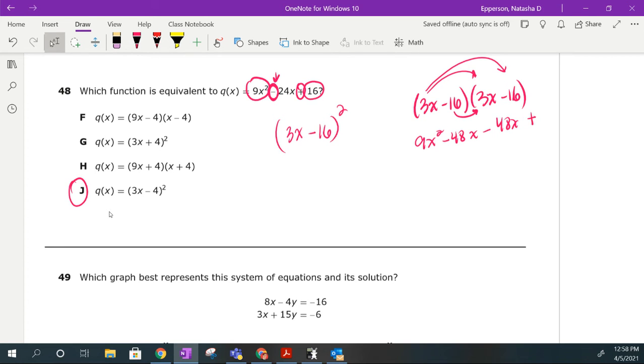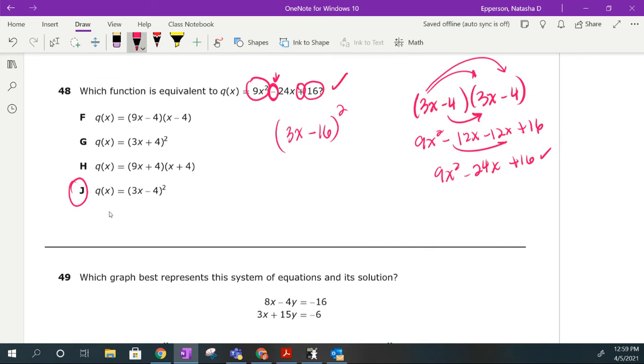Then that would give me plus, oh, wait, hold on, I know what I did wrong. That should be 4, not 16. This should be 4. There we go. Now it's going to work. Okay, so 3 times 4 is going to give me 12x. This is going to be negative 12x. This is going to give me plus 16. 9x squared minus 24x combined like terms. That gives me plus 16. That matches our original polynomial. So yep, we did that right. That's what we call a perfect square trinomial. That's one of those special quadratic equations.